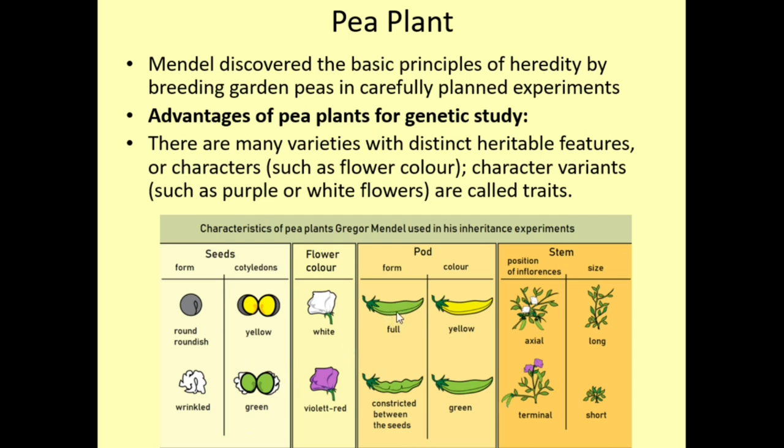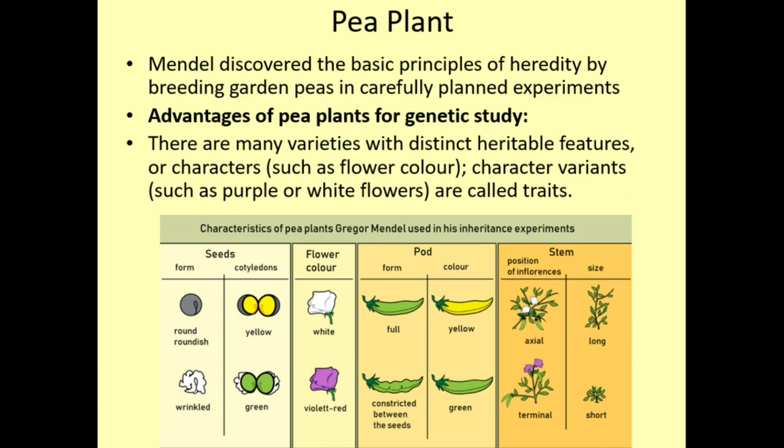The pea pods themselves will either be this sort of full smooth shape, or they will have this constriction between the seeds, or between the peas, that gives them this sort of wrinkled look. The pea pods will either be yellow or green. And then when we look at the stems, you can either have axial flowers and buds, which will come off the side, or they will be terminal, where they're growing off the end. And you also get a dwarf and tall variety of the pea plant itself.